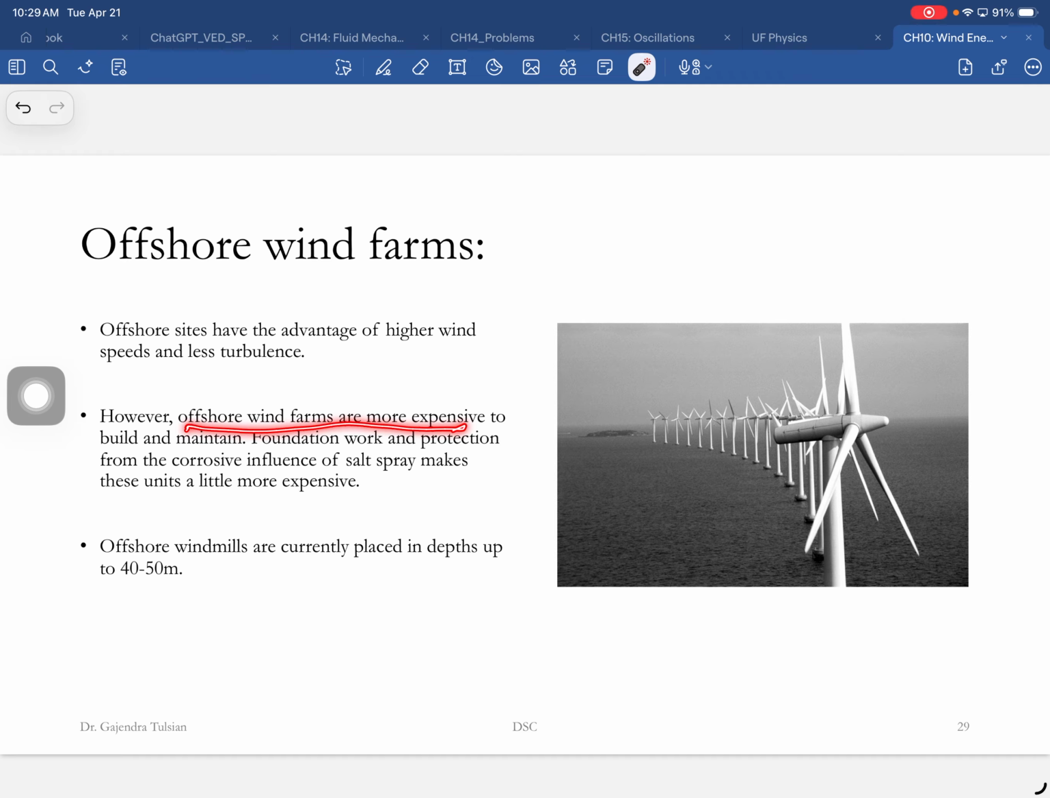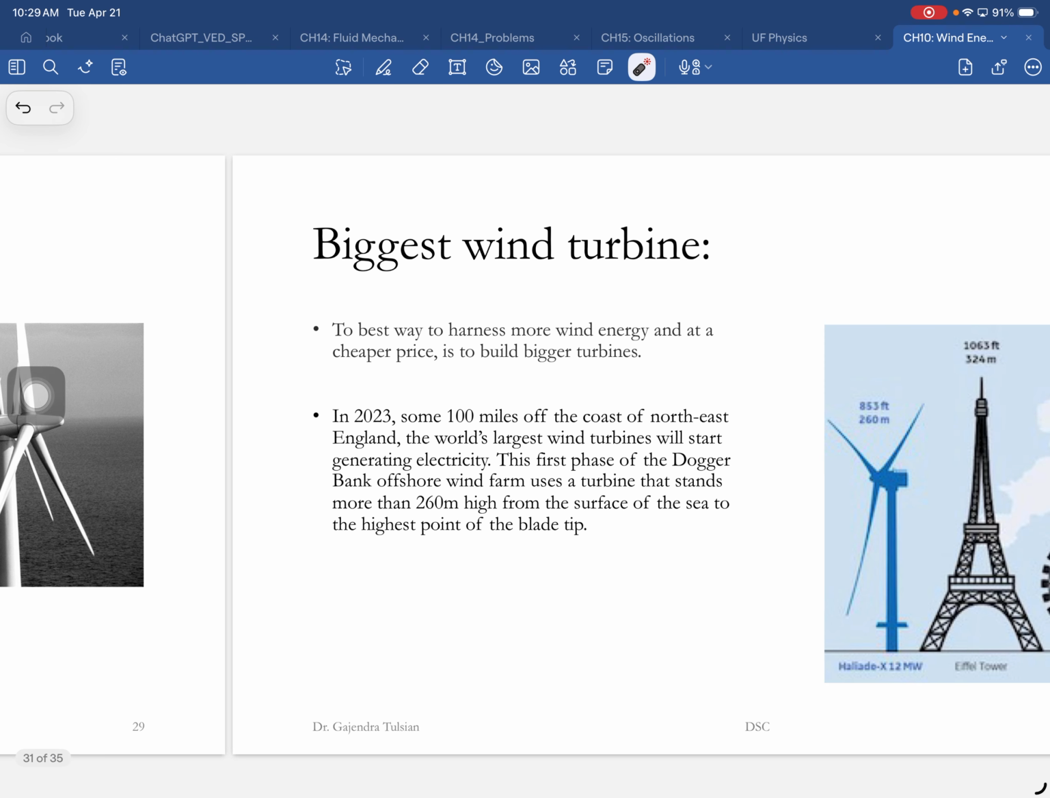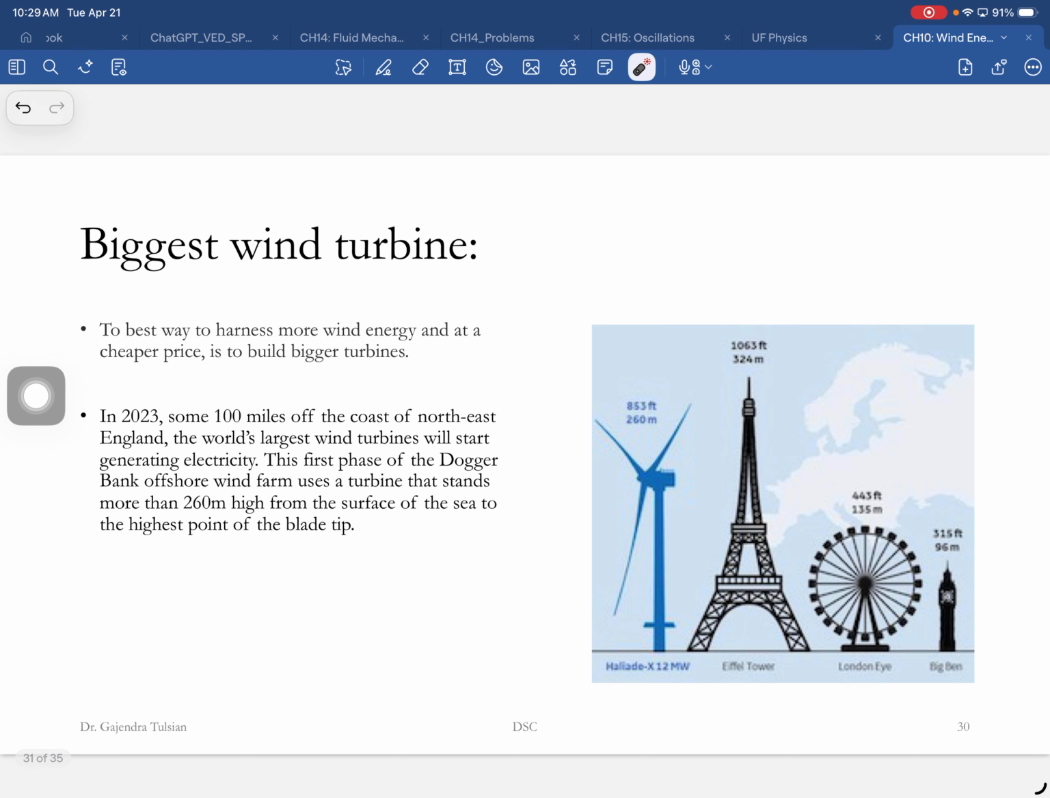Offshore wind farms are more expensive to build and maintain. Foundation work and protection from the corrosive influence of salt spray make these units a little more expensive. They have the advantage of higher wind speed and less turbulence. So that's why.